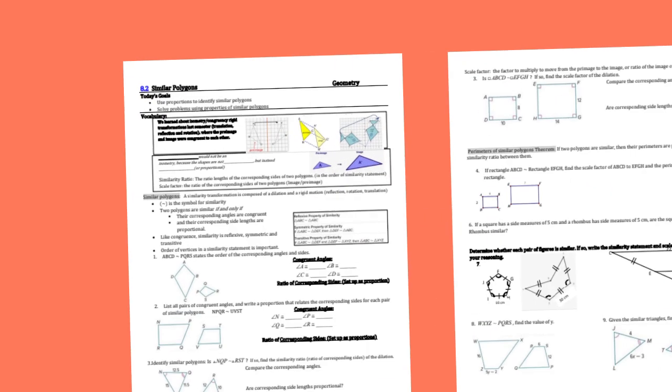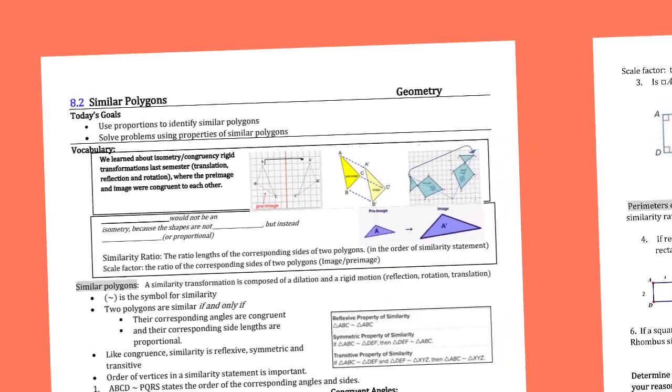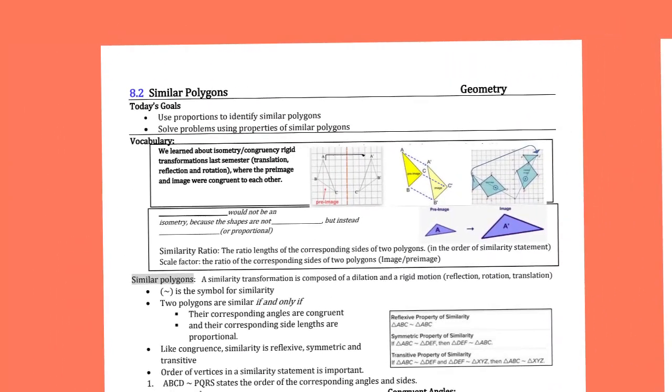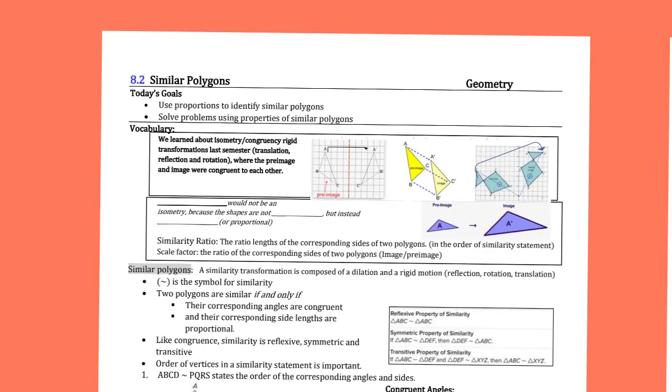Okay, so today we're going to be talking about section 8.2, which is learning about similar polygons. I think the big thing is when we say similar, we don't mean, okay, well, it's a triangle, so of course they're the same shape. They're similar. What I mean is mathematically similar. And we'll talk about that.